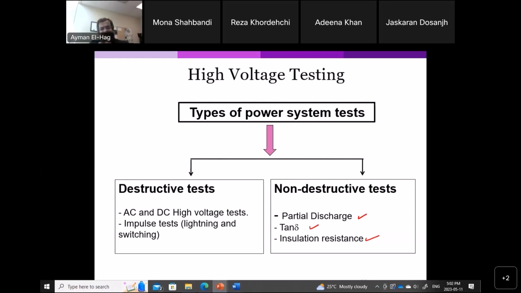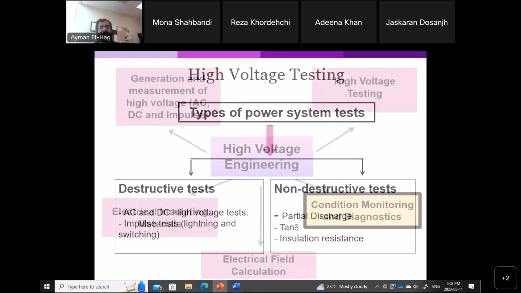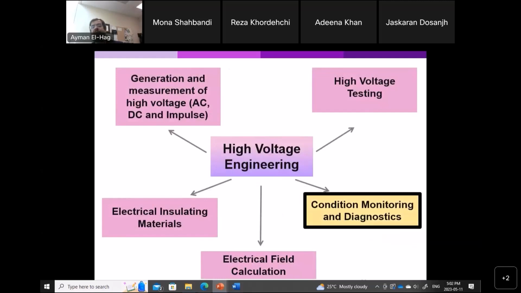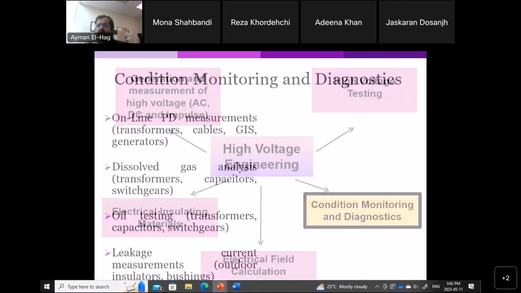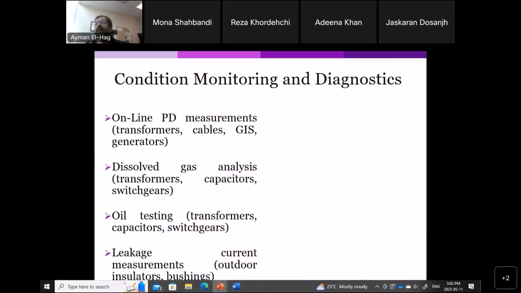So to assess the aging of the insulation system of your power system asset, these are some typical examples of the non-destructive tests. Finally, we'll talk about condition monitoring and diagnostics. Now, that's a huge field, and depending on the asset, there are several tests for each one. These are just some examples.